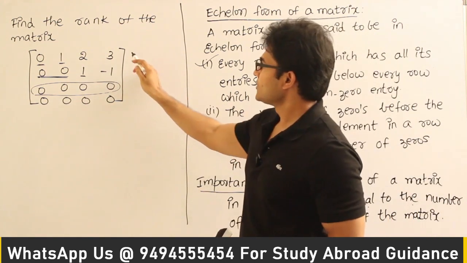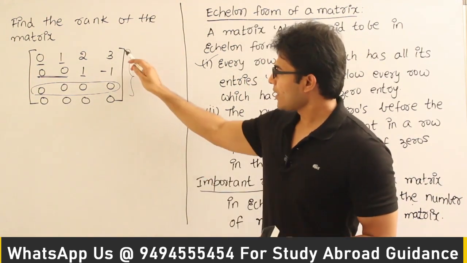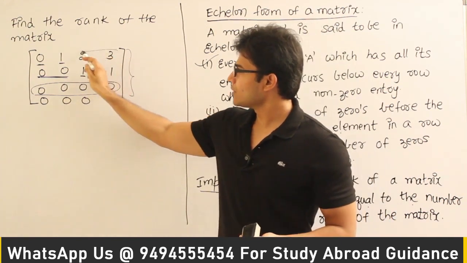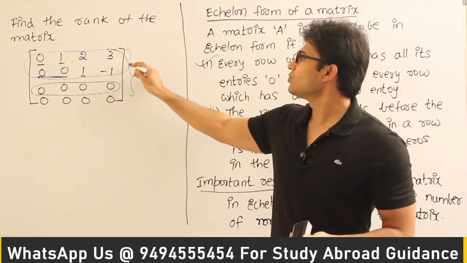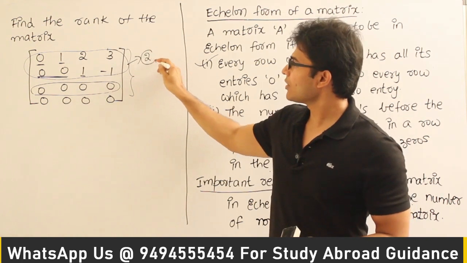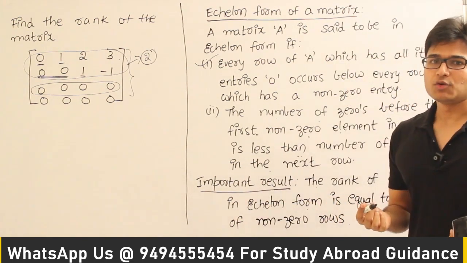Now see this, the matrix is clearly in the echelon form. Therefore, the rank of this matrix is equal to the number of non-zero rows. So how many non-zero rows are there? 2 non-zero rows are there. Therefore, the rank of this particular matrix is 2.